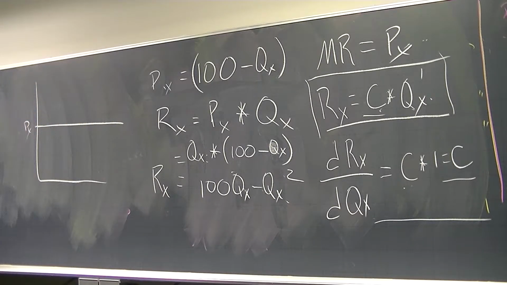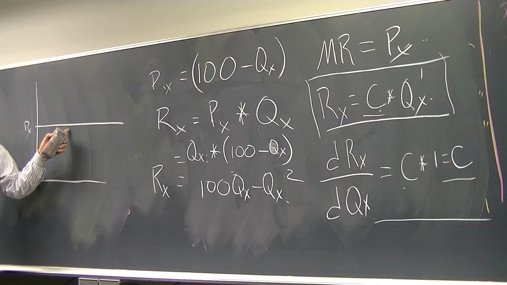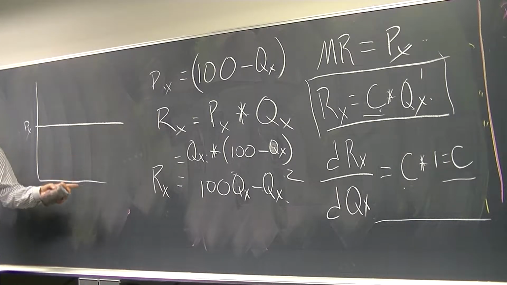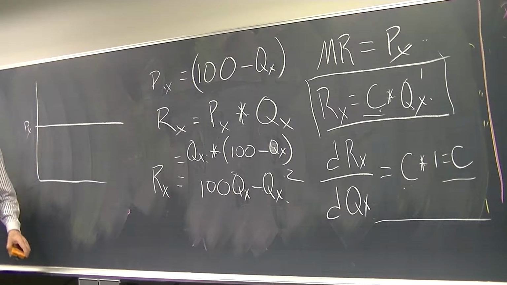The revenue varies with the price. So as our quantity changes, our revenue changes by the same unit. That's all. That's what goes on with perfect competition.